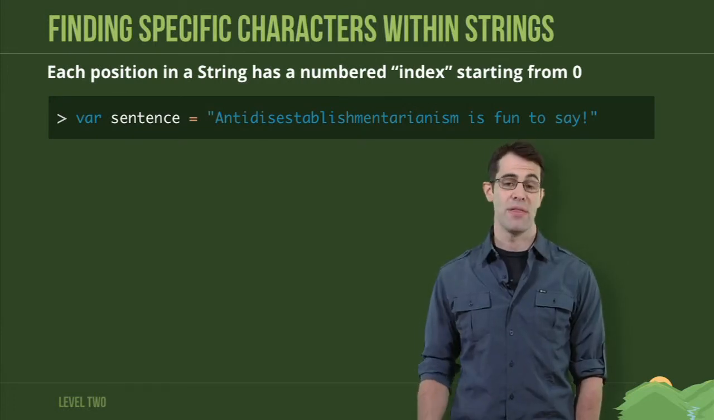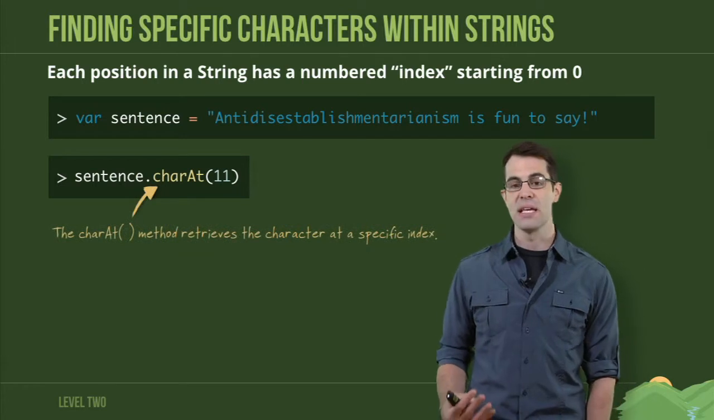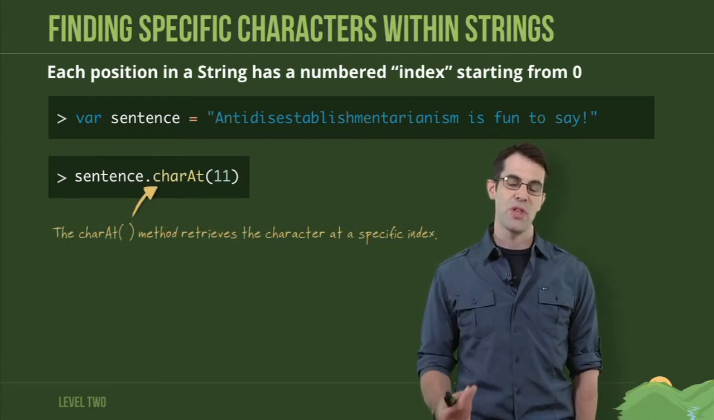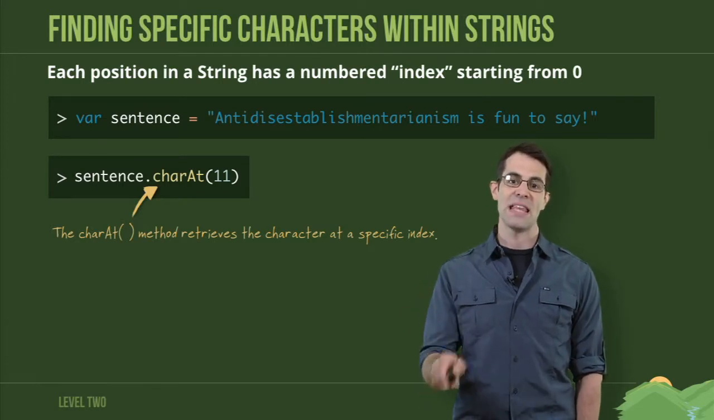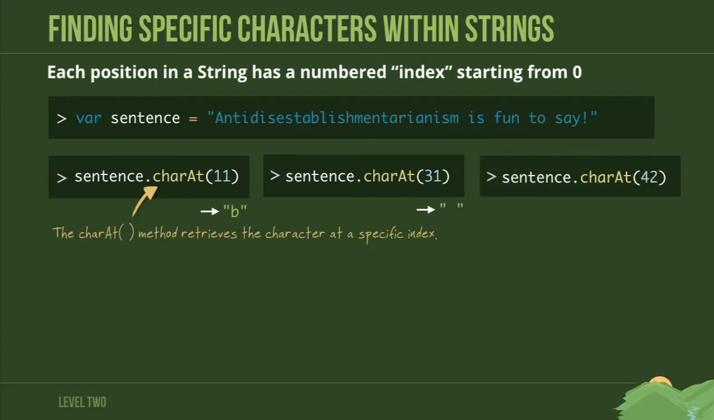Another cool helper method for strings is the charAt method. If you place an index inside the parentheses of the charAt method, JavaScript will return the character that's exactly at that index for you. So you can see that the 11th index would contain the letter B. The 31st index would contain a space character, and JavaScript will return a space to you, surrounded by two quotation marks. And at the 42nd index, we can see that we get the exclamation point.